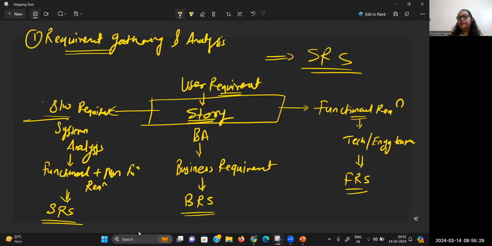Now, once this phase is completed, we have certain documents with us, correct? And based on the documents, the next phase needs to start their work. So what is the next phase?